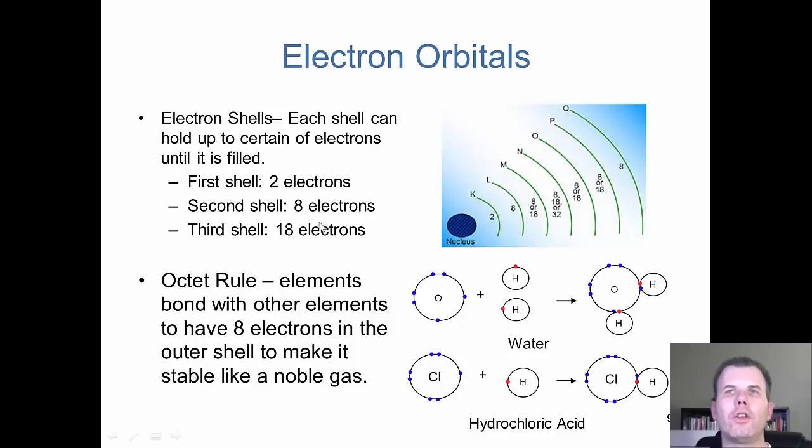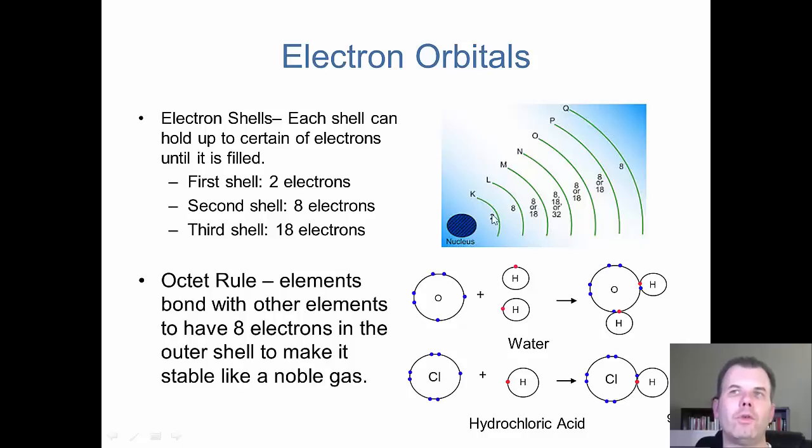All right, so let's talk a little bit about electron orbitals. And this is going to play a huge role with bonding here in just a minute. Okay, so I talked about that there's these things called shells, and these are the orbits on the outside. And in these shells, the atoms like to fill these guys up. And so once they're full, they can move on to the next shell.